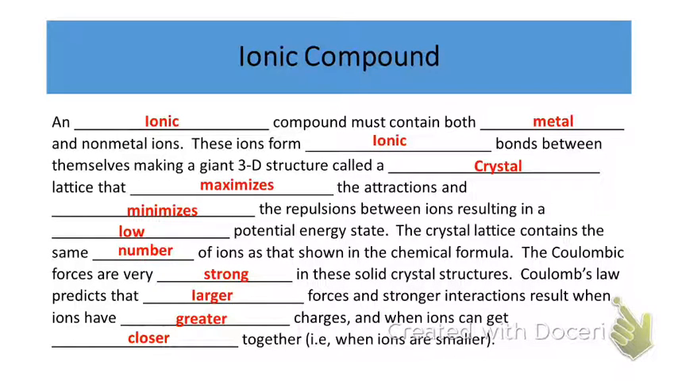Coulomb's law predicts that larger forces and stronger interactions result when ions have greater charges. So that means like +2, +3, +4. Those are greater charges. They're going to have stronger Coulombic forces or electrostatic attractions. And when ions get closer together, so the closer they are and the more charged they are, the stronger the electrostatic forces are, which you know completely from Coulomb's law.